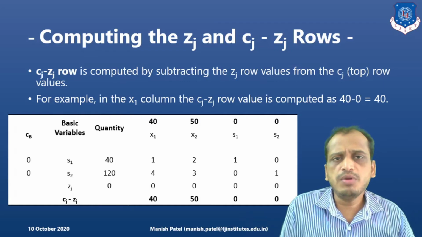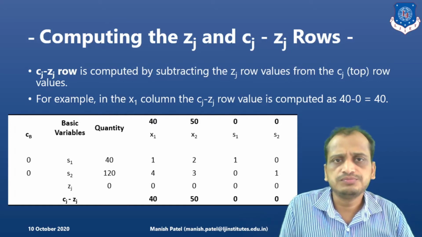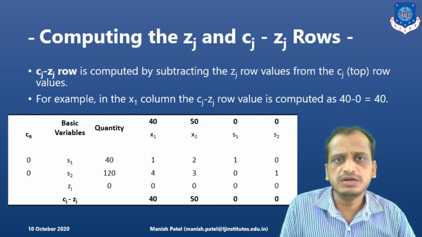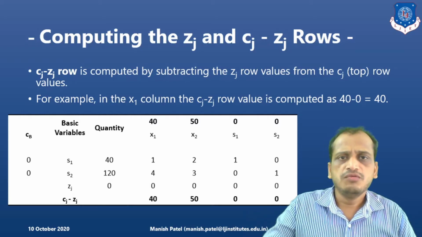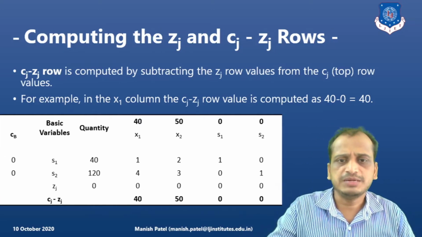Now our problem is one of maximization. For a maximization problem, Cj minus Zj should be less than or equal to 0. If it is greater than or equal to 0, then we have not reached optimality, the optimal solution. So here we still have room for improvement.